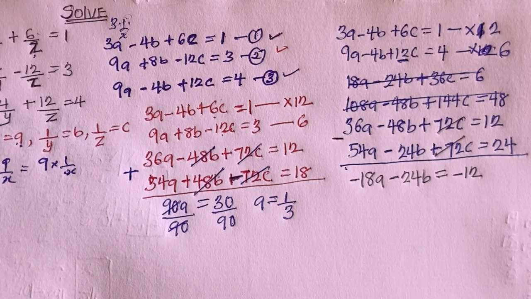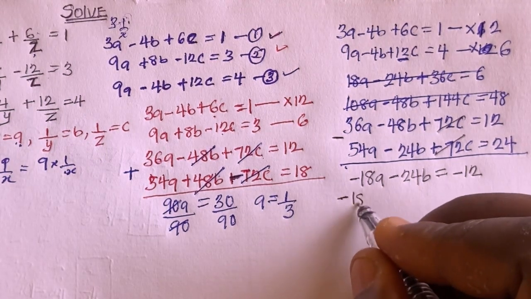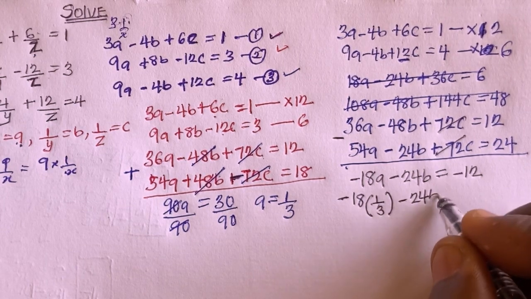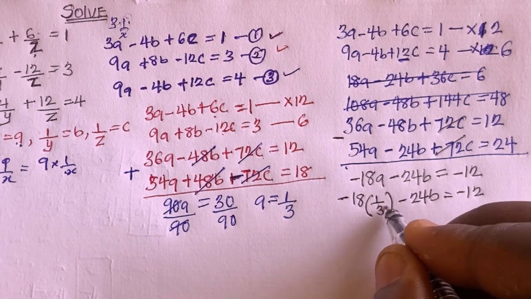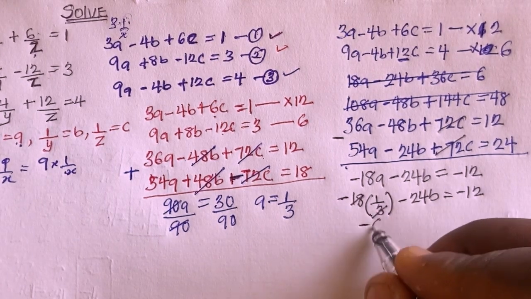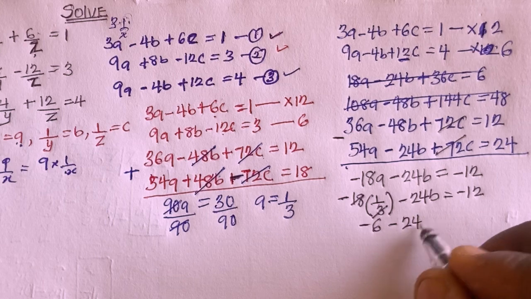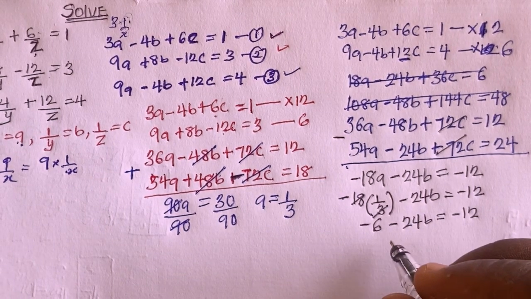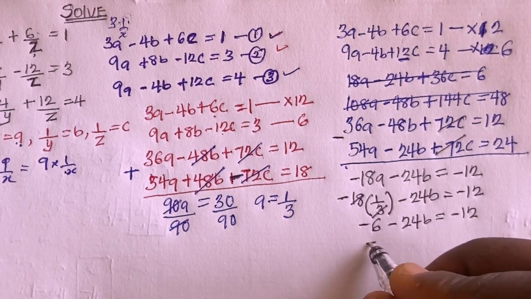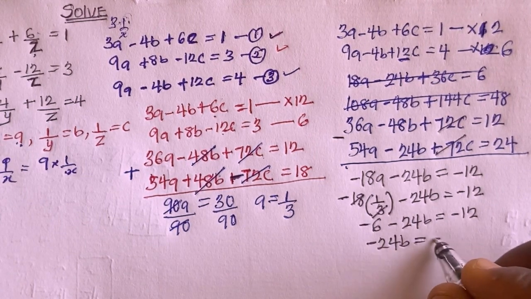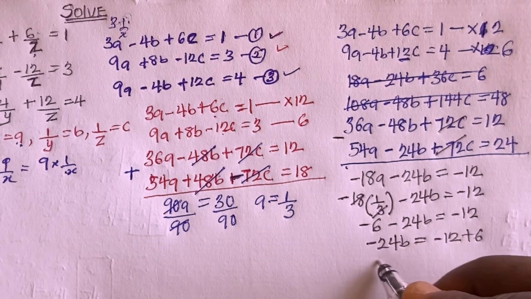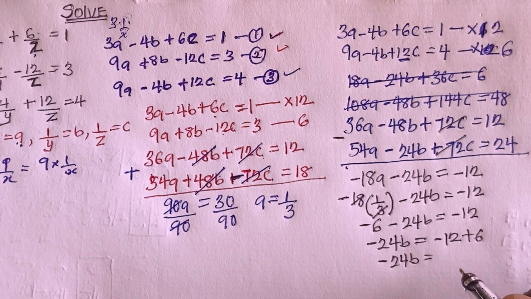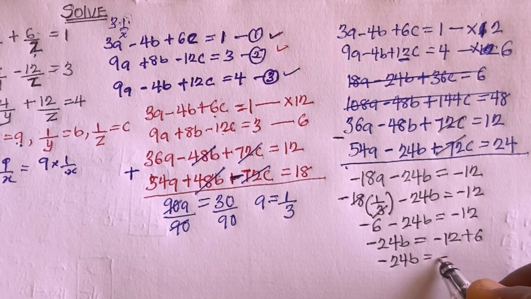So now the next thing I'm going to do is that I know the value of A. Since I've gotten the value of A to be 1 over 3, I can just put it here. I'm going to have minus 18 into bracket 1 over 3, then minus 24B equals minus 12. So 3 goes in 18, that's actually 6. I'm going to have minus 6 minus 24B equals minus 12, right? So bringing this to the other side, I'm going to have minus 24B equals minus 12 plus 6, that should give me minus 6.